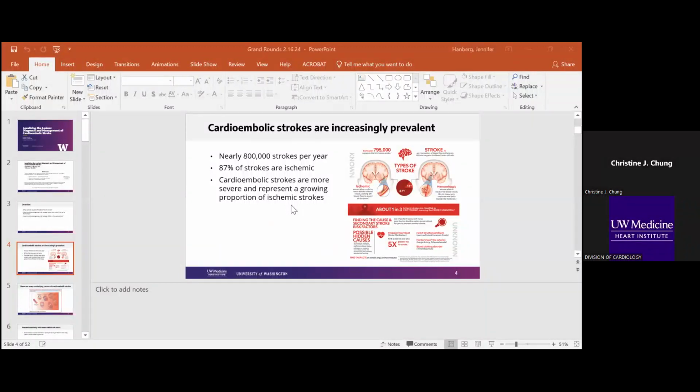So cardioembolic strokes are more severe and are associated with a very high morbidity and mortality. So at 5 years, 80% of people who have had a cardioembolic stroke will have died. There are a lot of different things that can originate in a variety of places within the cardiovascular system and ultimately make their way to the brain. So this represents a really heterogeneous group of patients.